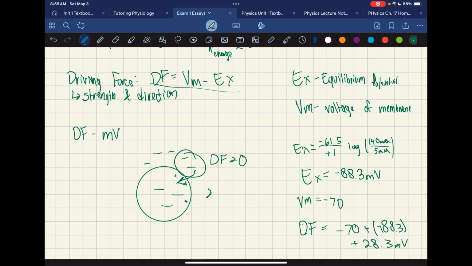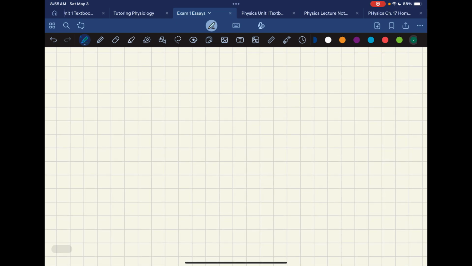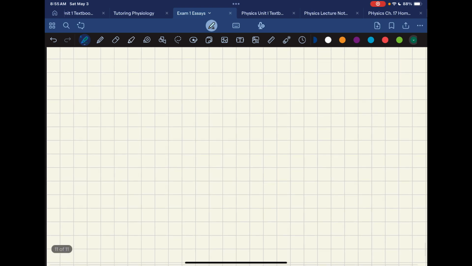So since we were talking about how this means that the driving force is 28.3 millivolts, which then means what? We're looking at potassium, which is a positive ion. Driving force is greater than 0. So see ya, potassium. We need to make this more positive. So there you go. That's driving force. Let's move on to action potential.